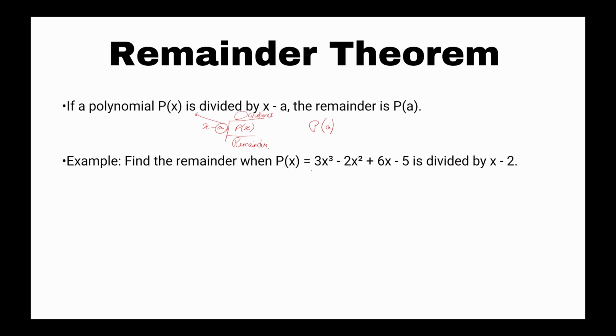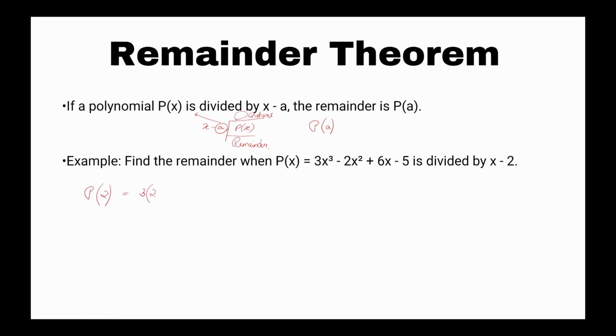find the remainder when p(x) is this. They've given us a polynomial and this polynomial is divided by x minus 2. That means I have to divide this entire polynomial by x minus 2. So what would be my remainder? Simply what am I going to do? I'm going to put my p(x) as p(2) and find out what would be my remainder.